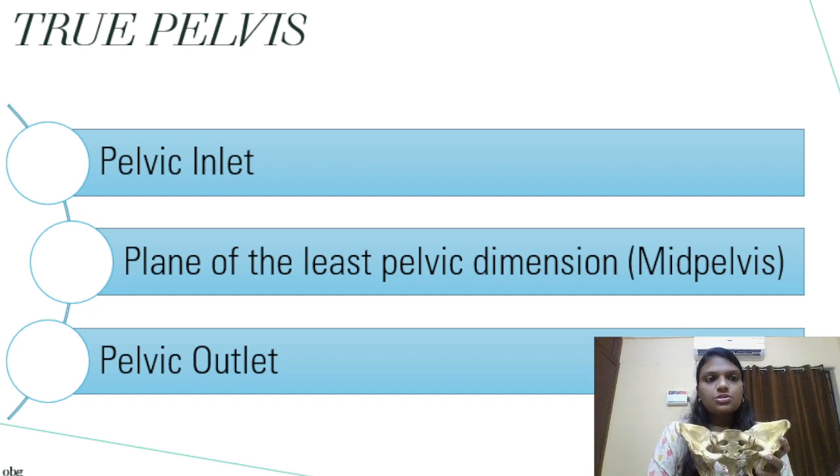Again, we are going to see the three parts of the true pelvis. True pelvis is divided into pelvic inlet, mid pelvis and the pelvic outlet. Mid pelvis is also known as the plane of the least pelvic dimension. We will see why it is known as the plane of the least pelvic dimension in the upcoming slides.